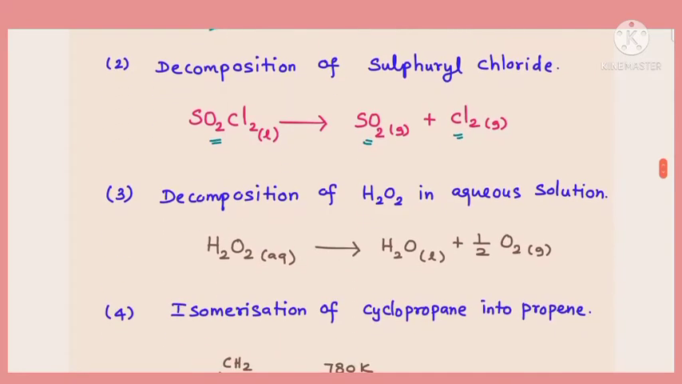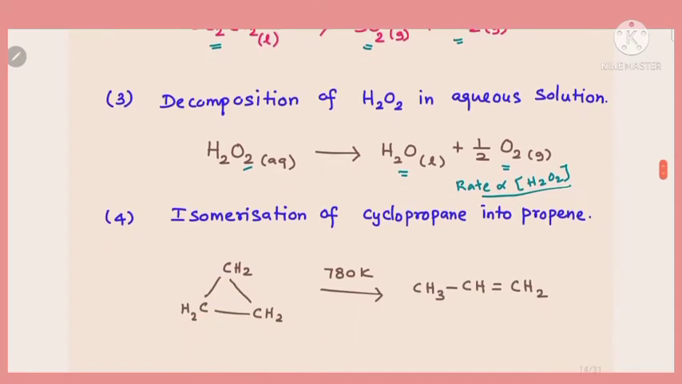The next example, decomposition of hydrogen peroxide in aqueous solution. When hydrogen peroxide in aqueous solution dissociates, it forms water, H2O, and oxygen. Here the rate depends on the concentration of hydrogen peroxide. You can write the rate law for this as rate is directly proportional to the concentration of H2O2. The rate depends upon the concentration of one substance, so it is a first order reaction.